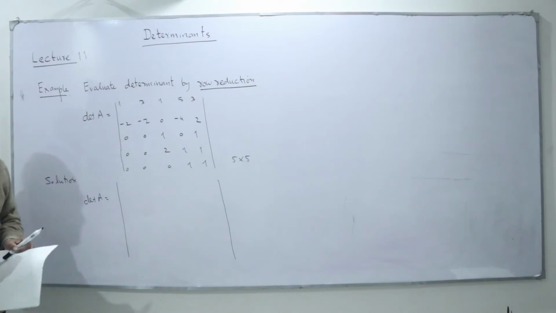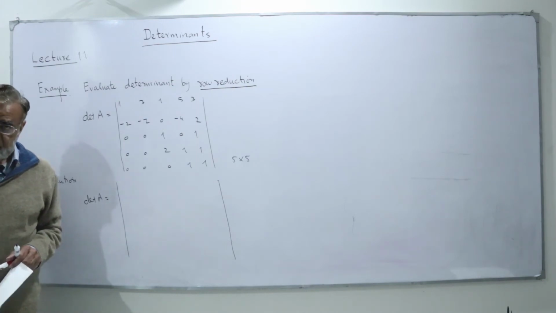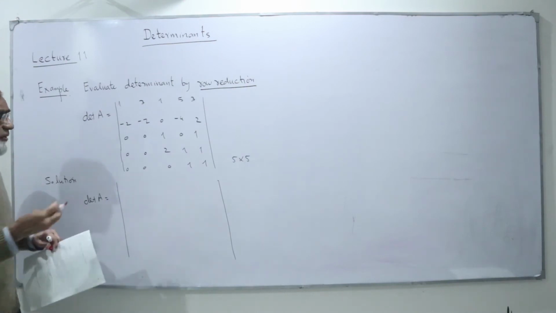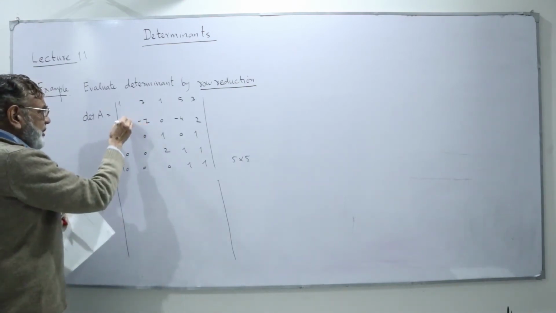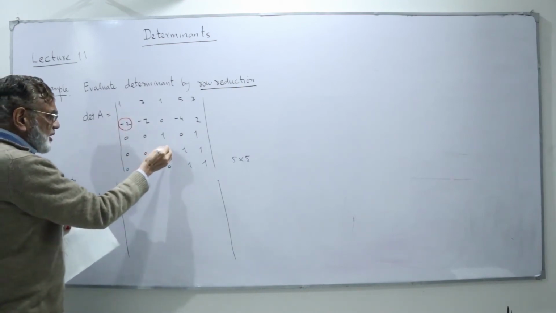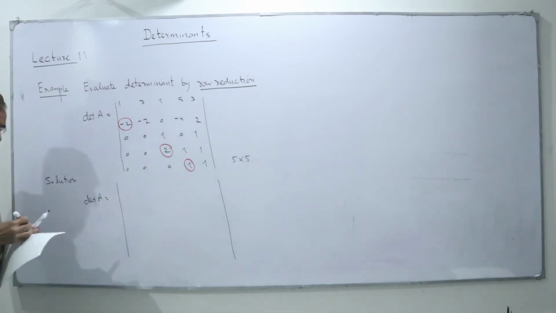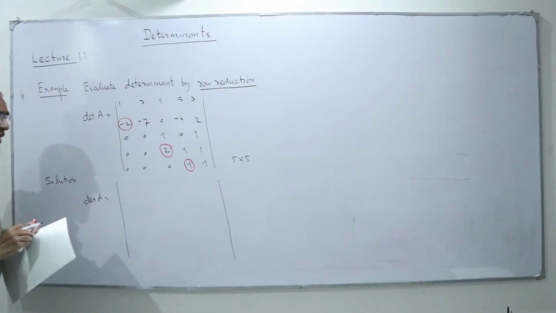I want to change it into the upper triangular form. Then I have the diagonal elements A11, A22, A33, A44, A55. They'll give me the determinant. That's how we can solve it easily. So to do that, we look at the off-diagonal elements: this minus 2 is off diagonal, this 2 is off diagonal, and this 1 is off diagonal. So I may need only 3 row operations to make these off-diagonal elements 0.